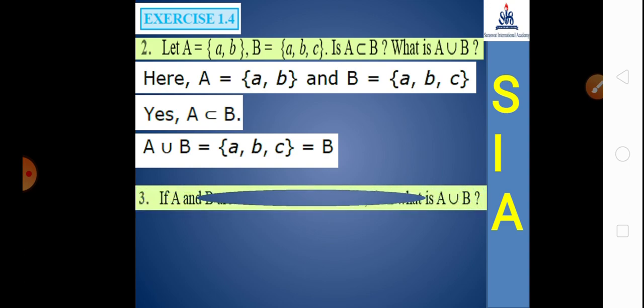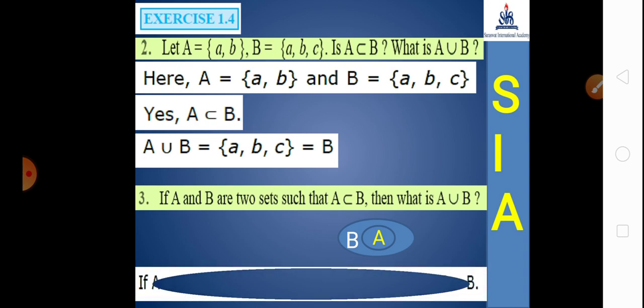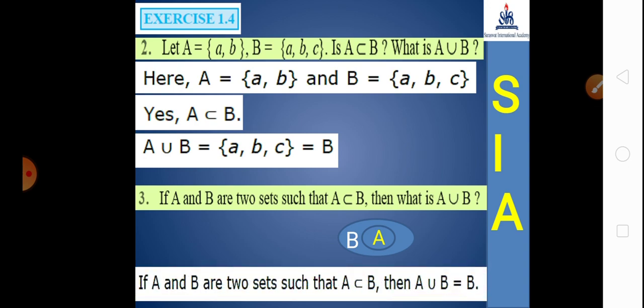Next, Example 3, third question. A and B are two sets, given A subset B. Then what is A union B? It's very easy. A subset B means all elements of A are present in B. So see, in the internal I have written set A and in the external I have written set B. So A union B is what? It is B, because B is the higher set in comparison to A, and also it is given that A is present in B. That's why A union B is equal to B, my written answer.